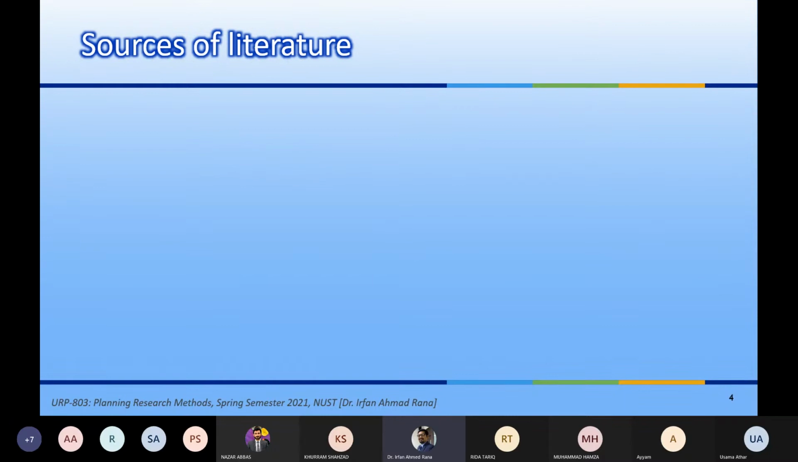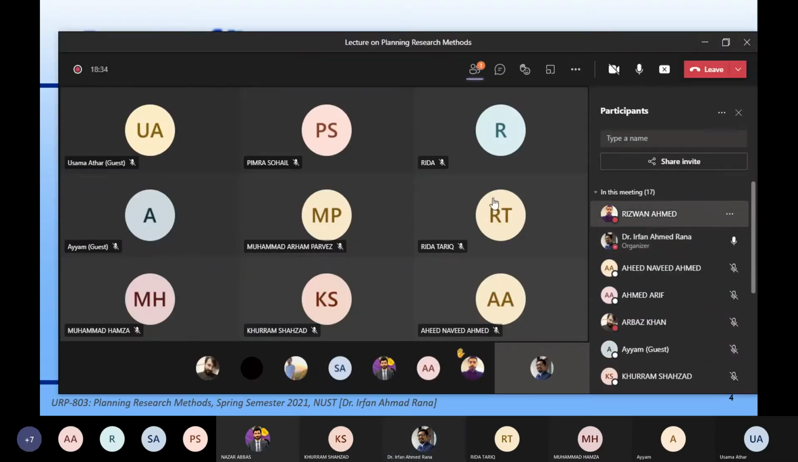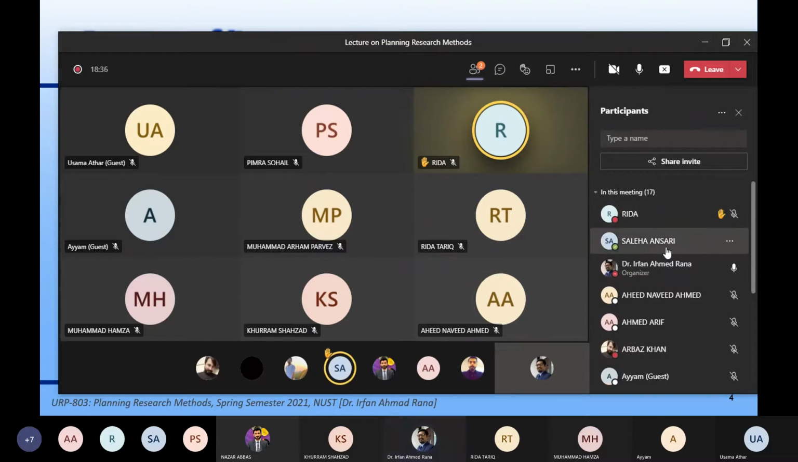So, can anyone tell me what are the sources of literature in research? What literature should be researched? What are the possible potential sources of literature for your research? Anyone? Yes, Rida, please.